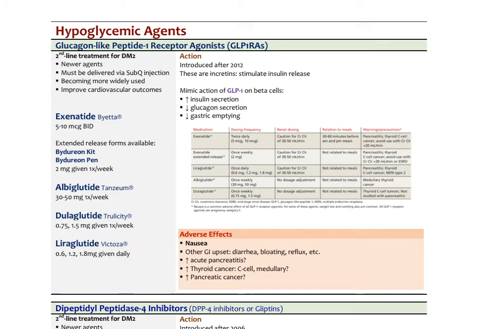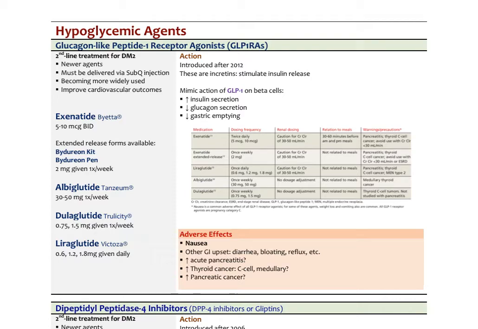Now, another interesting class which is becoming more commonly used is the glucagon-like peptide receptor agonist. These are, again, second-line treatments for type 2 diabetes. They're newer, although many of them are now coming off patent, so their price is dropping, but they have to be delivered by sub-Q injection, so they're not oral agents. We do see that they tend to improve cardiovascular outcomes, and they also do not increase weight gain. And so they are favored because of that.